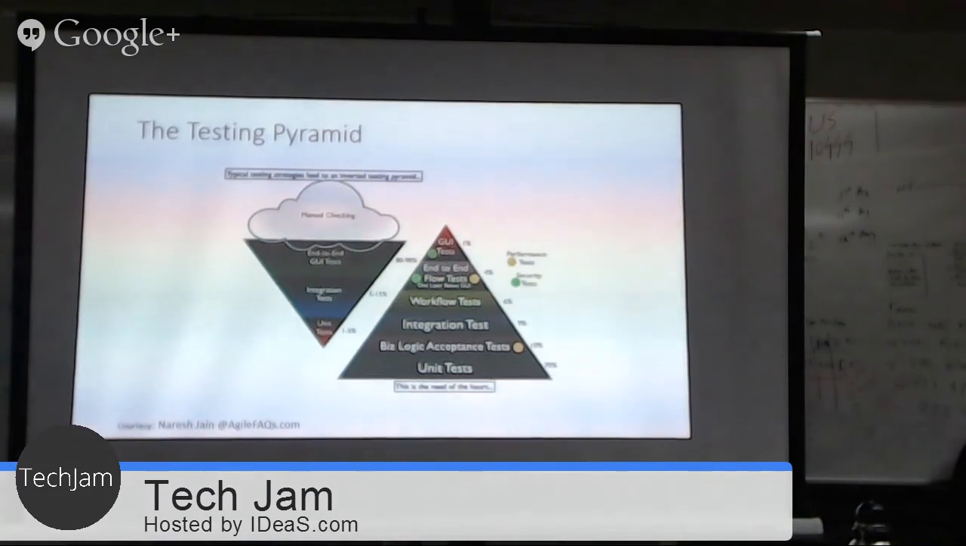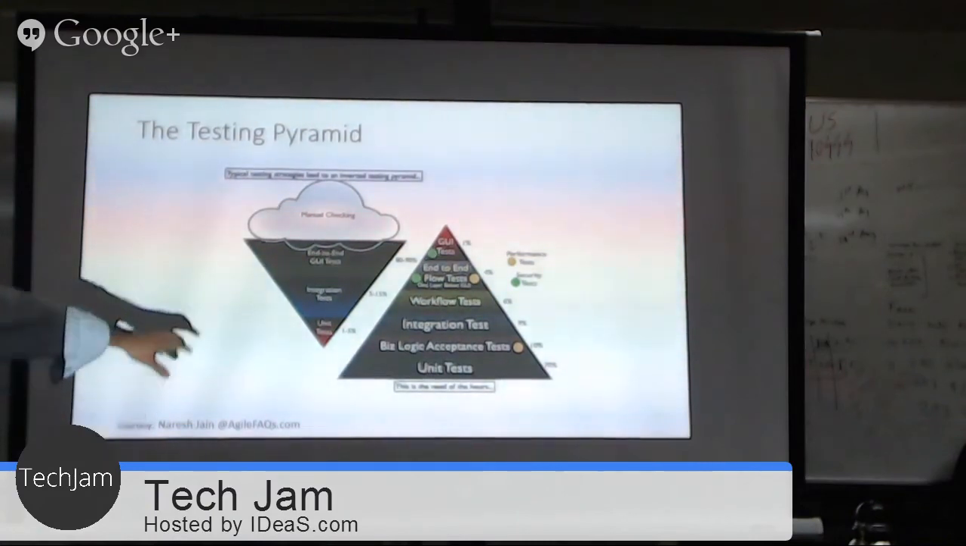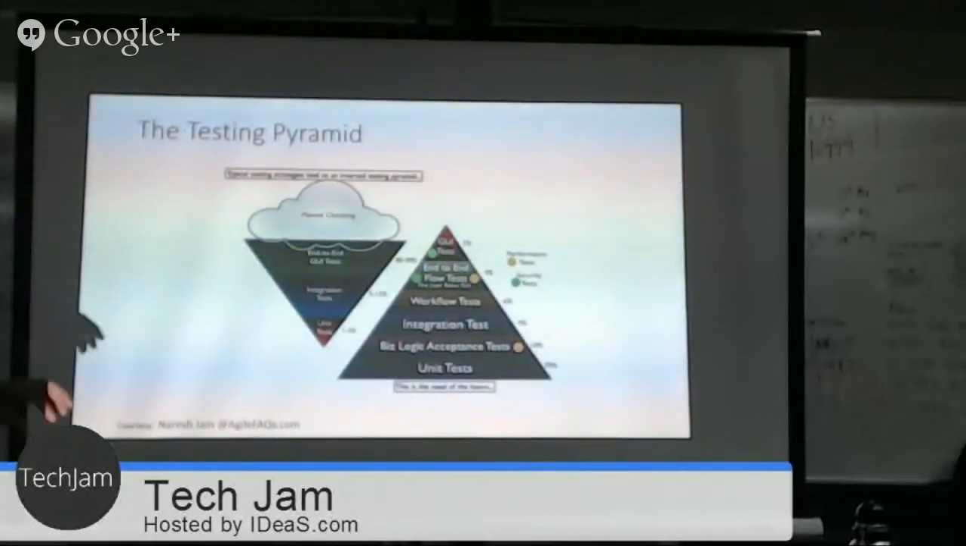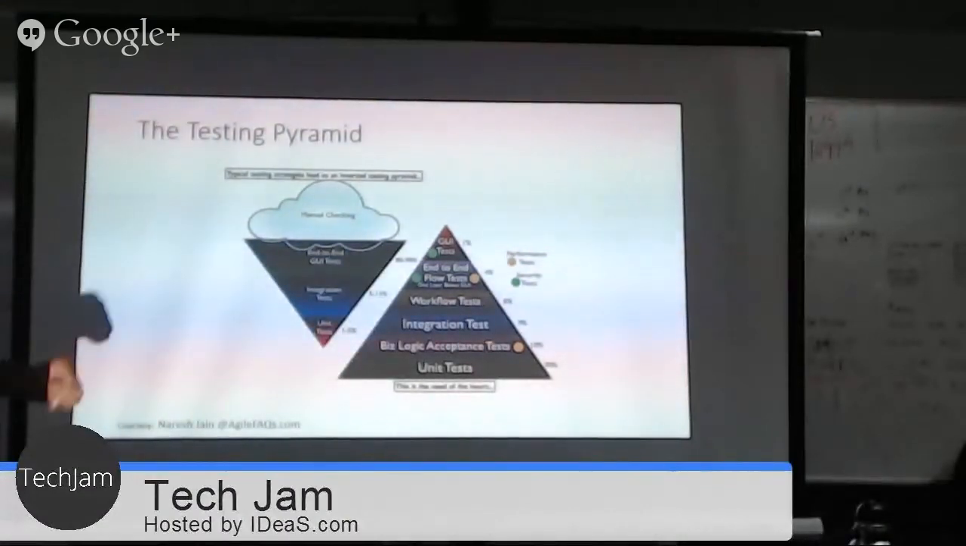The pyramid on the right hand side is the inverted pyramid, as against the pyramid on the left hand side. Now, 80% to 90% of our tests are UI tests, but the actual test pyramid says it should be a minimum.